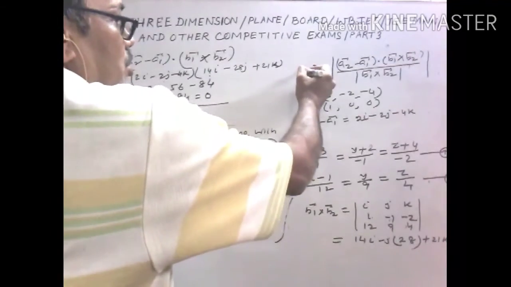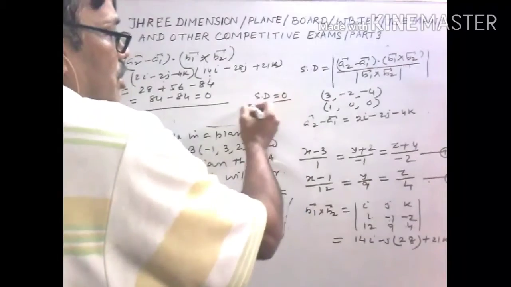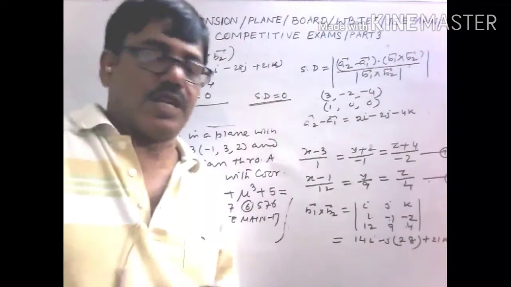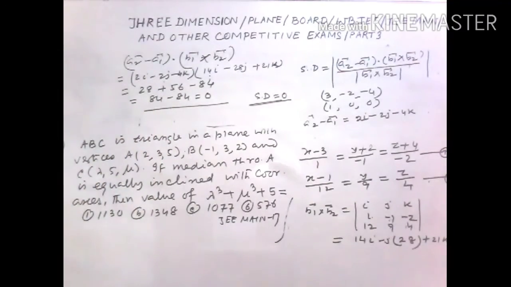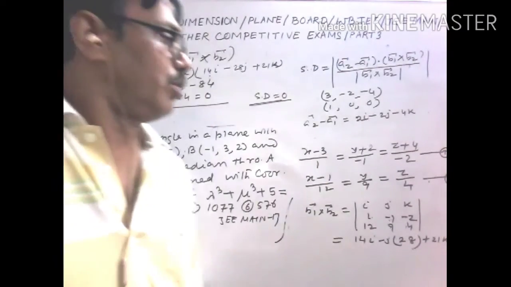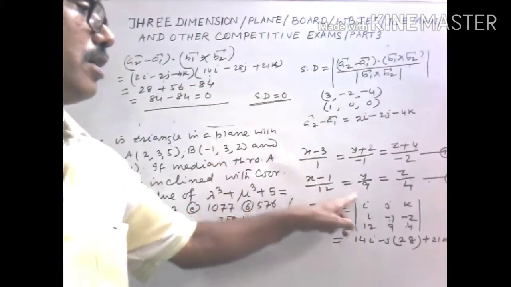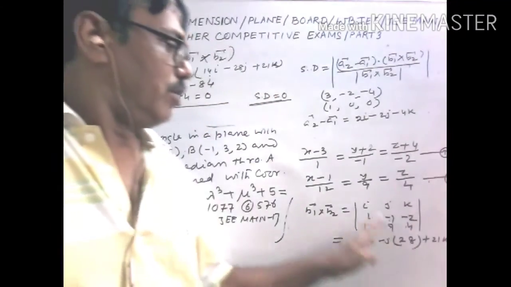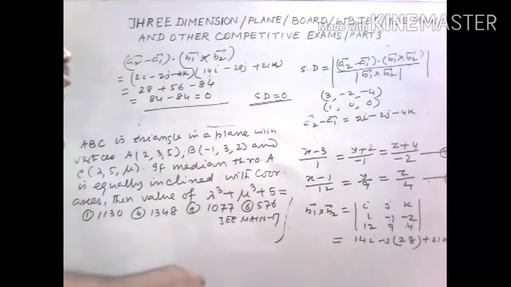So what is the shortest distance? Shortest distance equals 0. So no need of calculating the denominator. So shortest distance is 0. So 0 is a possible answer. So first we find lambda, then for 1 and 2 we can use the Cartesian method also, or this vector method. So this is a mixed problem of plane and straight line.